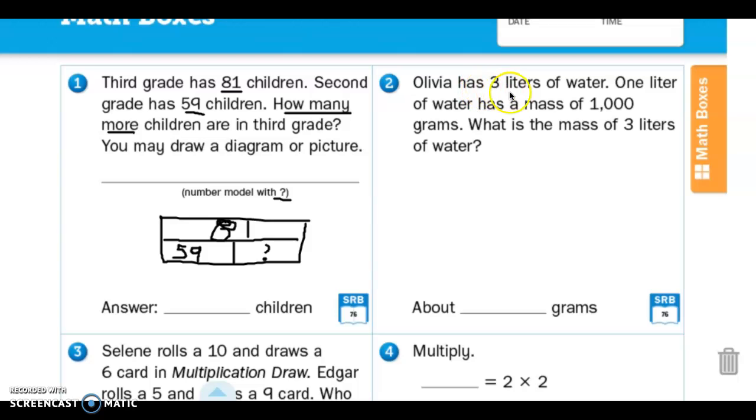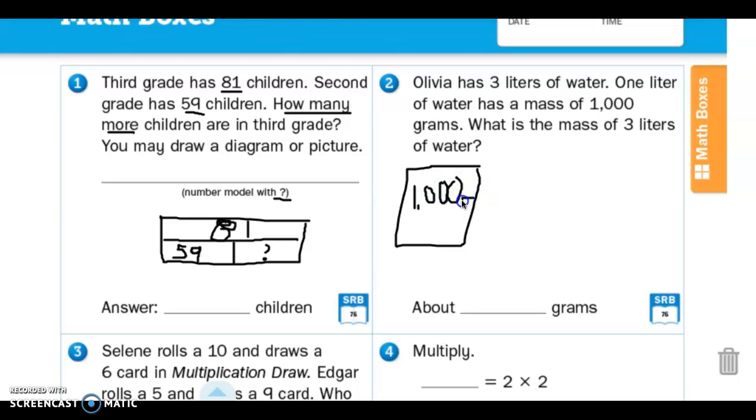Number 2, Olivia has 3 liters of water. 1 liter of water has a mass of 1,000 grams. What is the mass of 3 liters of water? Well, maybe these are my liters. How many did I have? Oh, 3. But 1 liter is 1,000. So I'm going to put 1,000. And I'm going to put G.